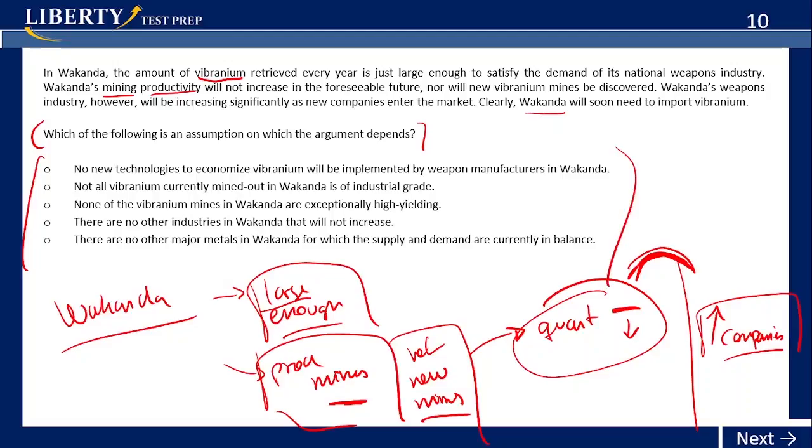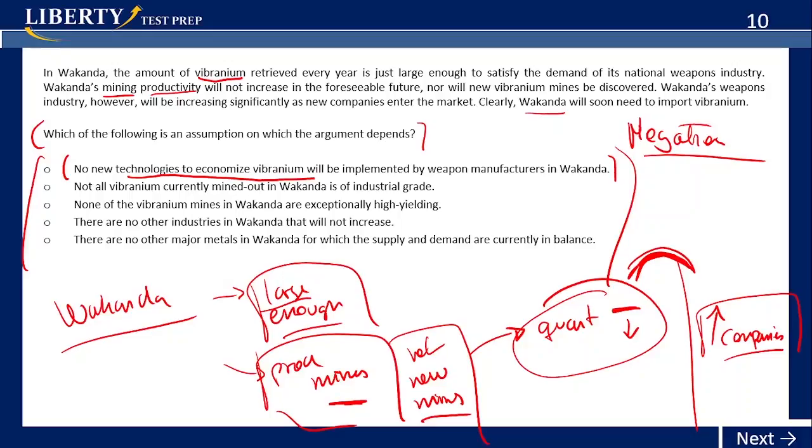But now let's go and answer to show you how we're going to work with the negation technique. So, no new technologies to economize vibranium will be implemented by weapon manufacturers in Wakanda. Okay, so this one is an assumption. I kind of like it. Why? Because they talk about technologies to economize vibranium. If these companies implement technologies to economize it, it means that they will need less vibranium to make the same amount of weapons, for the same production of weapons they have right now.